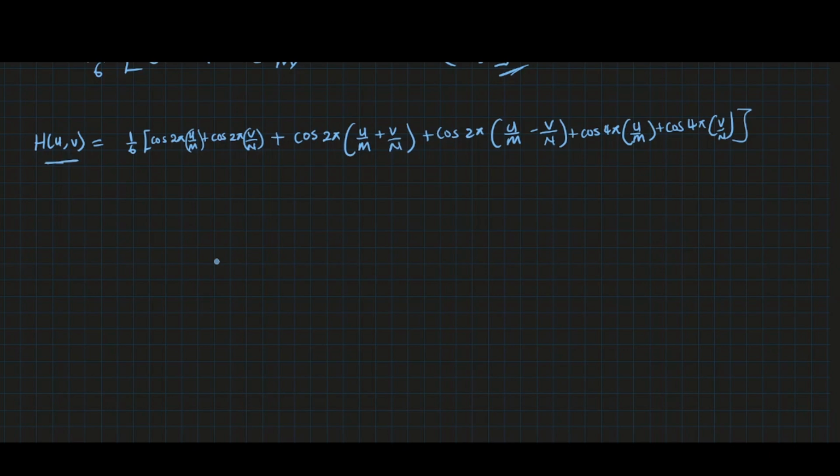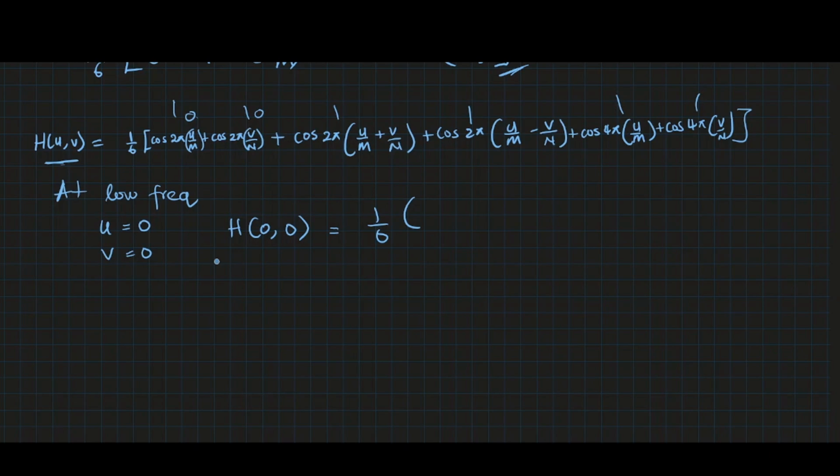Now the second question says we should prove that this is a low pass filter. So at low frequencies, that is when u is equal to 0 and v is equal to 0, we're going to find H at 0, 0. The cos of 0 at every point is 1. So it's 1 over 6 times (1 plus 1 plus 1 plus 1 plus 1 plus 1). That's six 1s, so it's 6 over 6, which equals 1. This filter is going to allow all low frequency components to pass at full strength of 1.